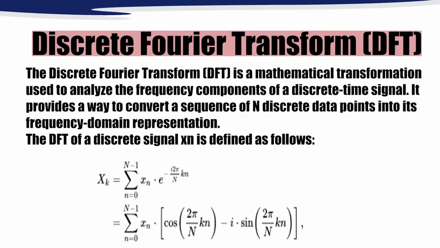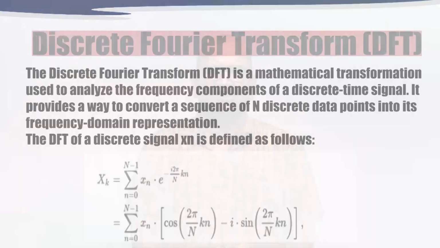The result is a sequence of discrete values, often referred to as a time signal. The discrete Fourier transform is a mathematical transformation used to analyze the frequency components of a discrete time signal. It provides a way to convert a sequence of n discrete data points into its frequency domain representation.